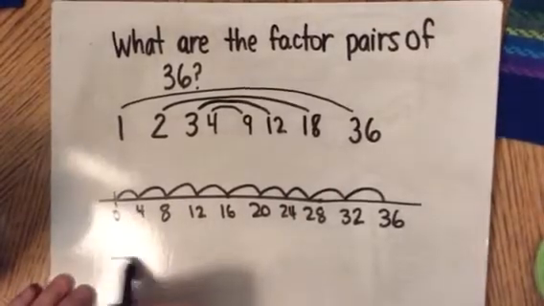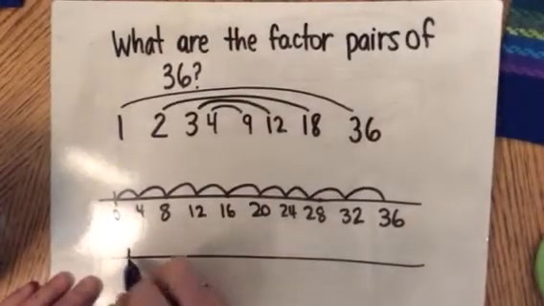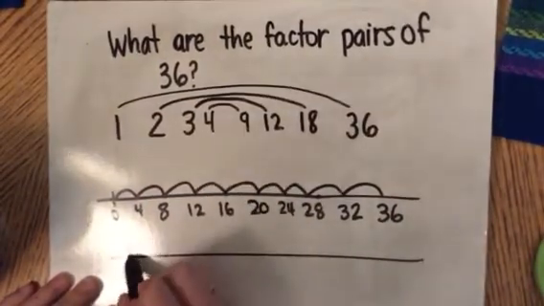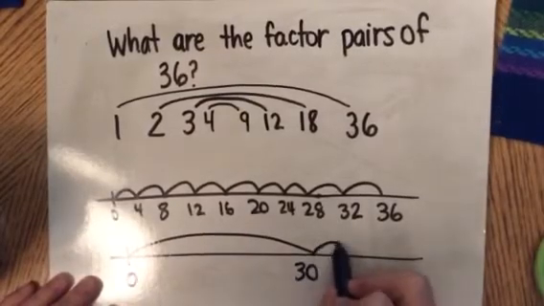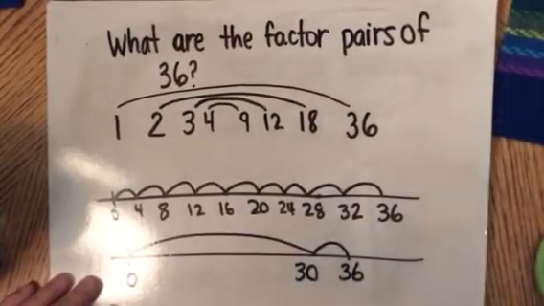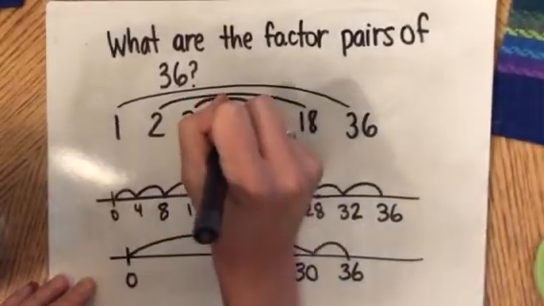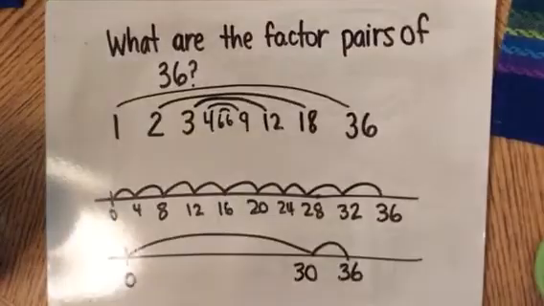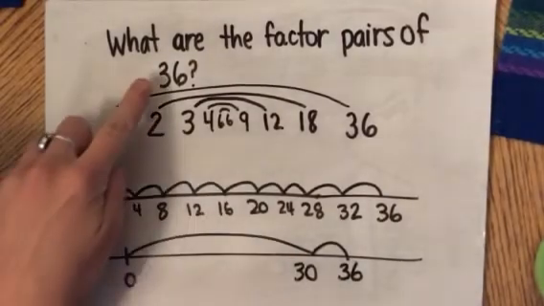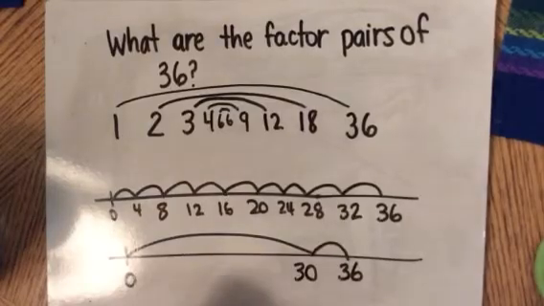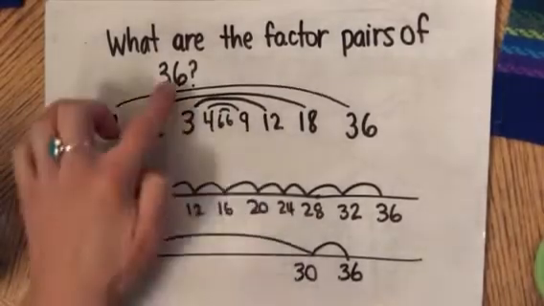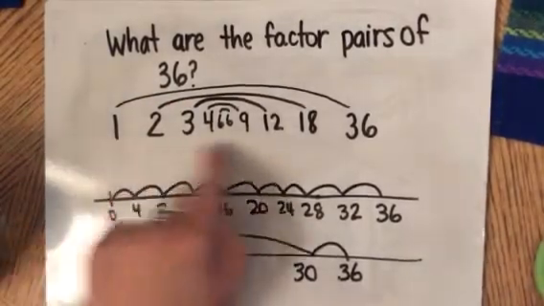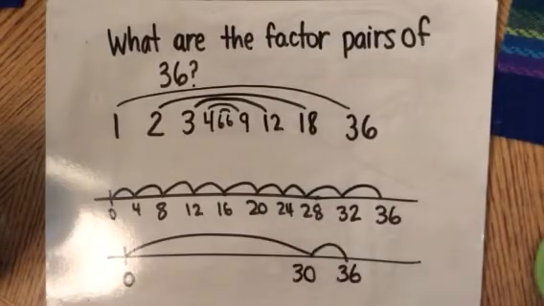What about 6? Well, I know 6 times 5 is 30. And if I add 6 more, I get 36. So 6 times 6 is 36. 7 and 8. Would 7 or 8 be a factor of 36? Well, I know 7 times 5 is 35, so not that one. And I know 8 times 5 is 40, so I cannot get to 36 from that. So I know these are all the factor pairs of 36.